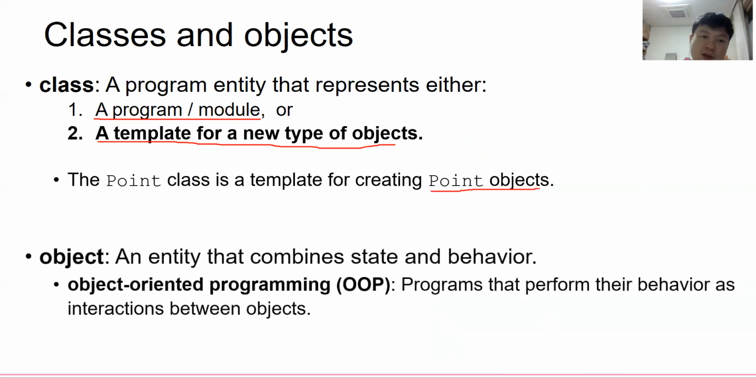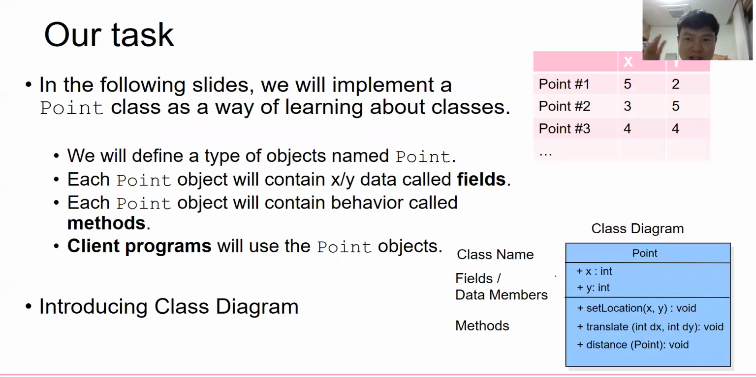What is an object? An object is an entity that combines state and behavior. So the idea is state and behavior. That's why we call this object-oriented programming. When you work with OOP, object-oriented programming, it is programs that perform their behavior as interaction between objects. Maybe you cannot imagine it, so let's see.